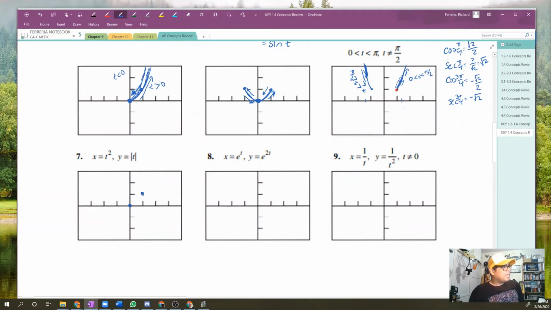What happens when t equals 2? Well, when t equals 2, the x-coordinate is 4, and the y-coordinate is positive 2. So when t is greater than 0, we're moving in this direction. I'm sorry, those look too horrible, even by my standards. We're moving in this direction.